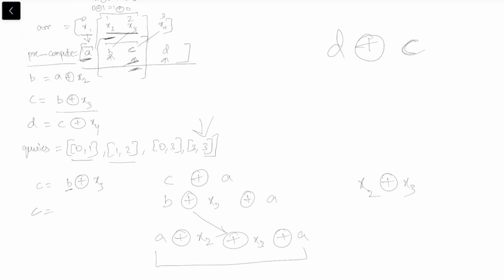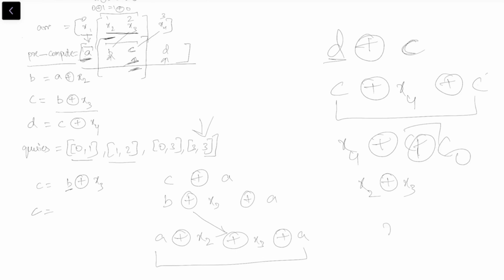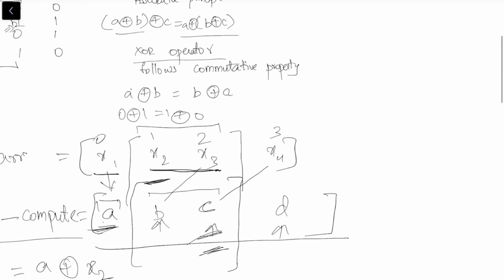Okay. What can C be? You write the equation for D: C XOR X4 XOR C. C gets cancelled because the XOR operator is associative and commutative, so the order doesn't matter. So C XOR C is 0, and only the variable X4 will be there. That's the answer. You only need to give the XOR value for this particular element.